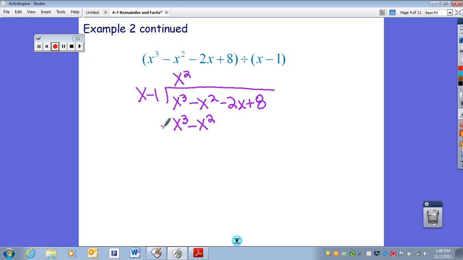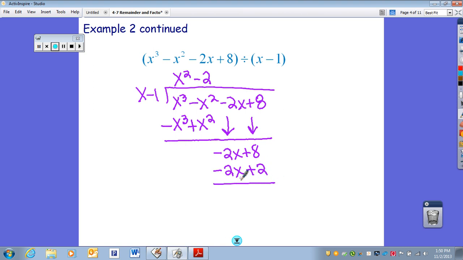Please remember to subtract, which changes the signs of both of the terms, and now I combine. So I bring down my next term, which is negative 2x, and I bring down the 8, since those had a sum of 0. Now I ask myself, what do I multiply times x to get negative 2x? I multiply it by negative 2. So negative 2 times x is negative 2x, and negative 2 times negative 1 is a positive 2.